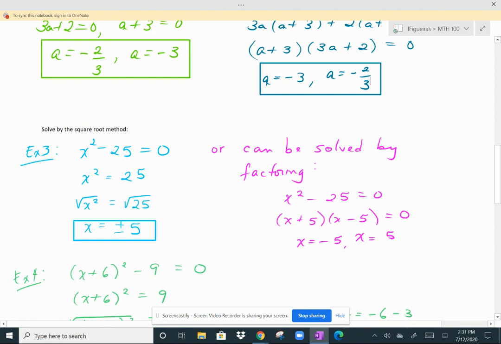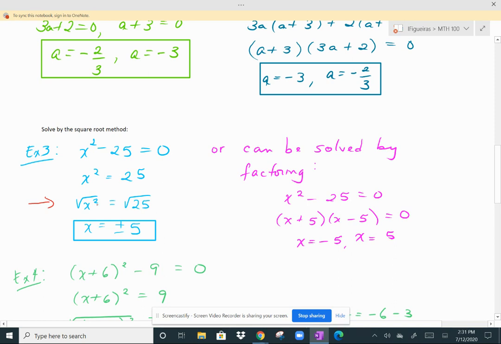So let me show you a very simple example. So here we have x squared minus 25 equals 0. So as I mentioned, this is in standard form, but that's not what you want with the square root method. So first I'm going to add 25, and then I'm going to take the square root of both sides of the equation. That's why it's called the square root method.